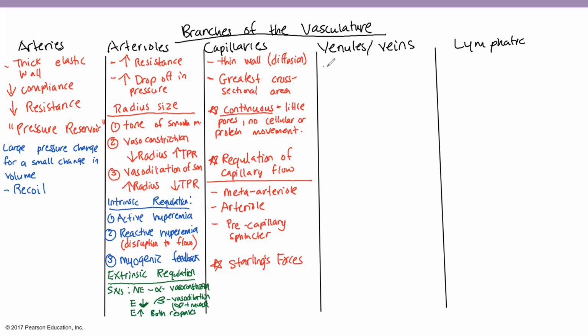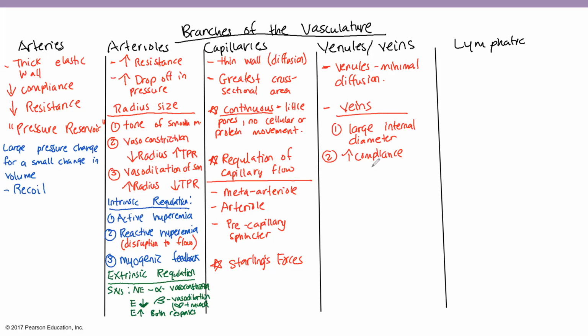So venules, we said minimal diffusion happening in venules specifically. Okay. And then more about veins here at the bottom. Veins had some of the opposite properties than arteries, right? They had a large internal diameter. They also had an increased compliance. And then they also had valves. Okay, so veins are going to be the opposite of what we saw in arteries.